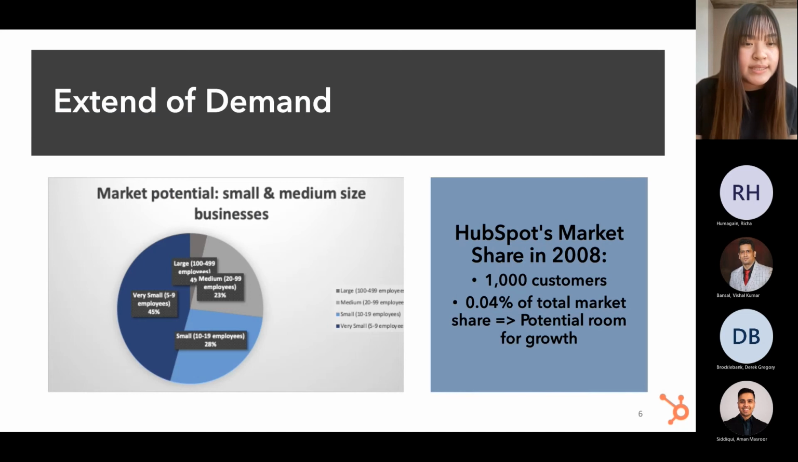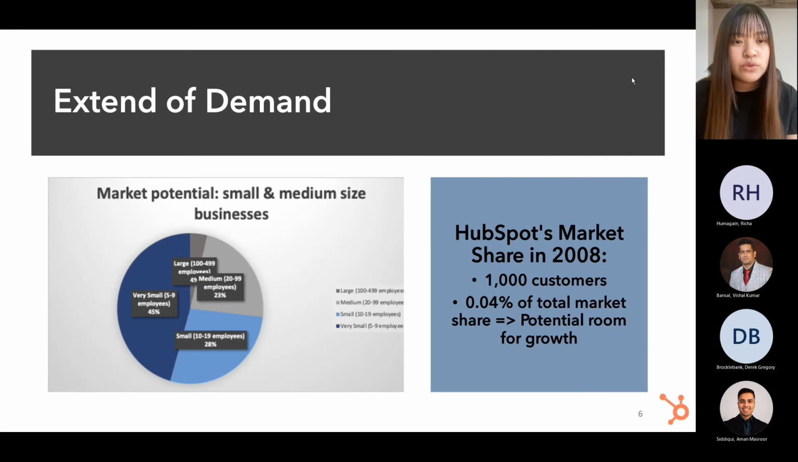As you can see on the chart, small and very small businesses make up more than 70% of the market share, while the remainder is large and medium business. After the 2007 release, HubSpot in 2008 had about 1,000 customers. However, it only accounted for less than 1% of the total market share. So we feel confident that this percentage indicates HubSpot has huge room for growth.